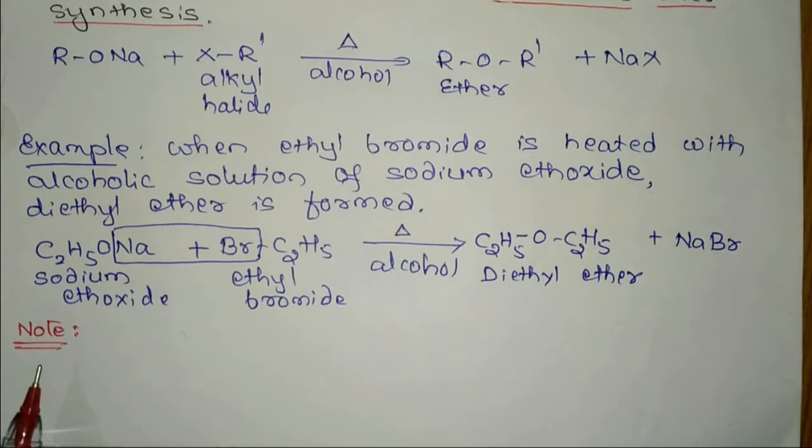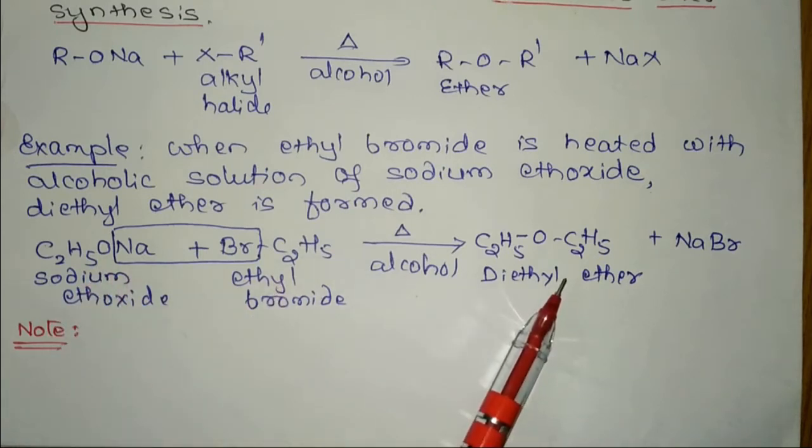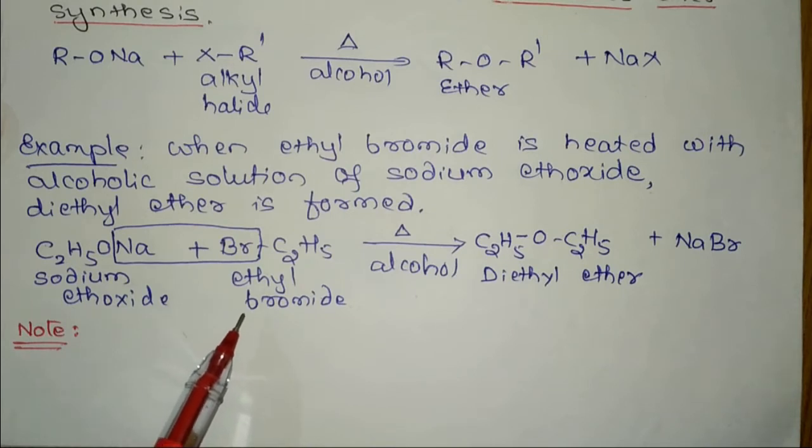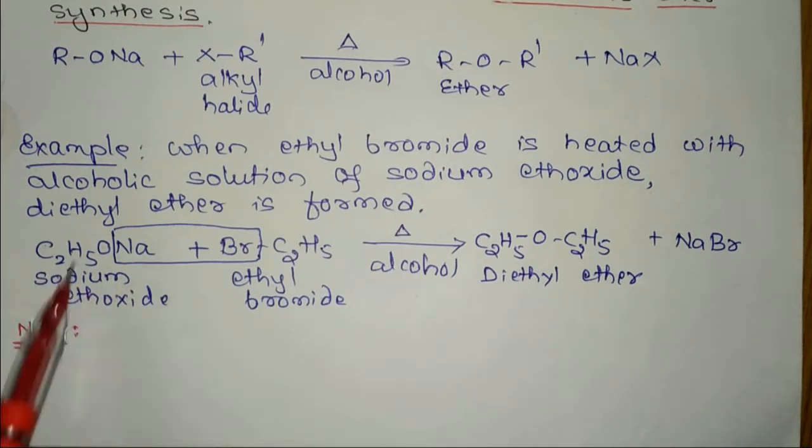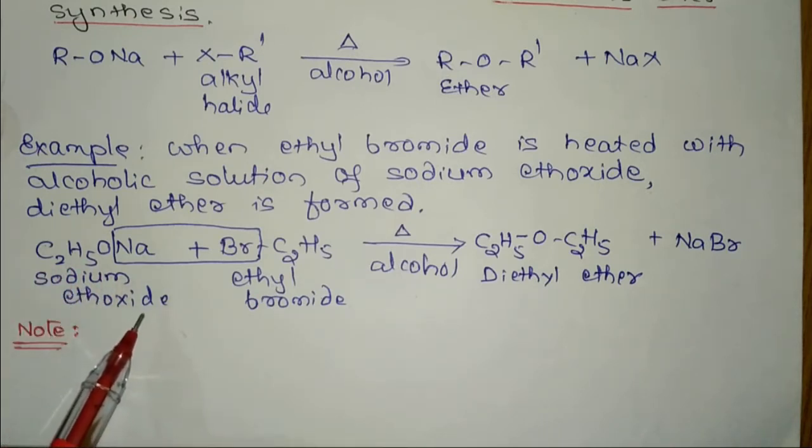Now let us see the note here. The reaction takes place by SN2 mechanism. This conversion takes place through SN2 mechanism, meaning inversion of configuration takes place. Since nucleophilic attack takes place on the alkyl halide, the alkyl halide should preferably be primary, but the alkoxide ion can have a tertiary group.